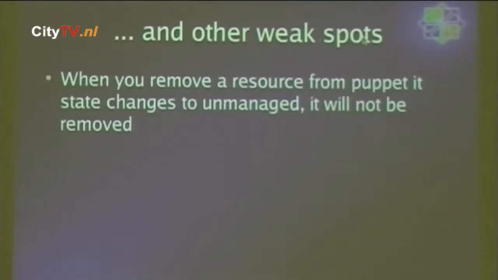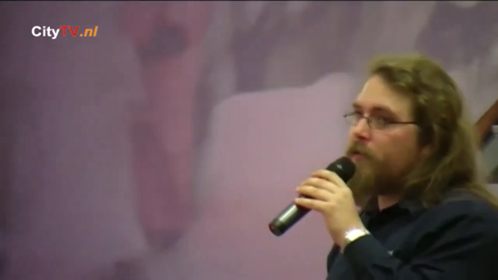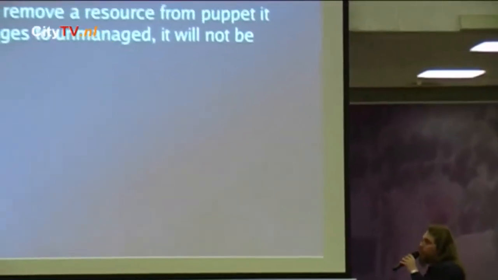There's also a weak spot. That is, when you remove a resource, that resource will not get removed, but it will just be unmanaged. That makes it rather hard to, for example, remove the database server role from a system. Because when you just remove the class, everything will stay in place, but it will not be managed anymore. So if you want to unconfigure systems, you have to write recipes that actually do that.